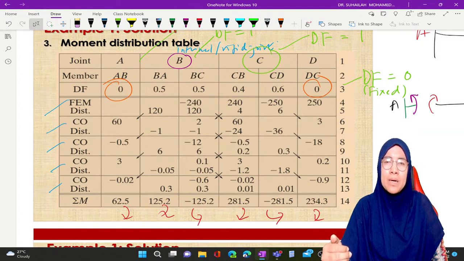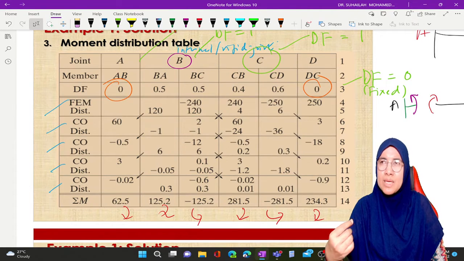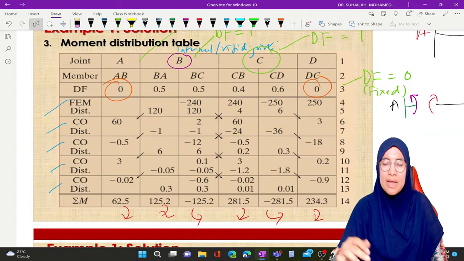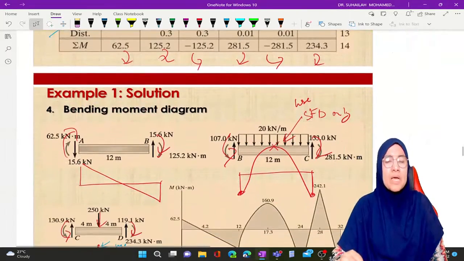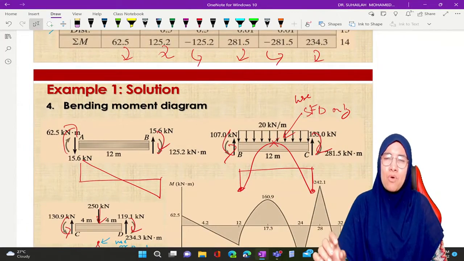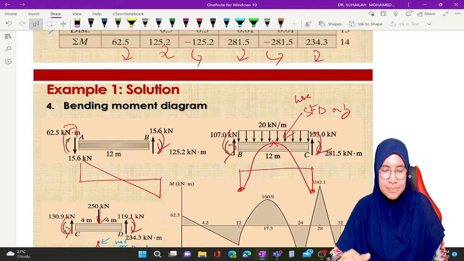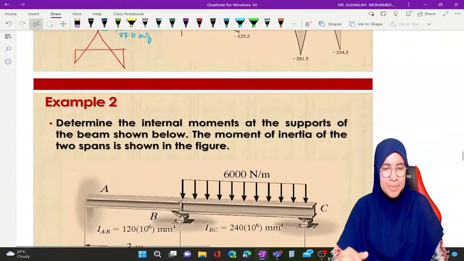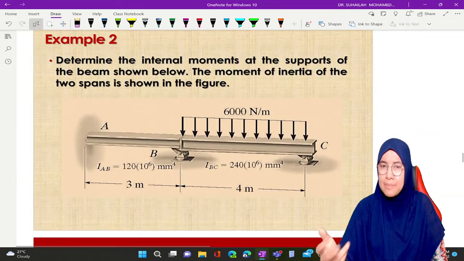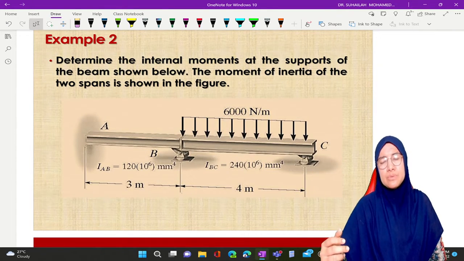We get the internal moment. Internal moment means the bending moment. So the moment that we get directly from the table is actually the value in the bending moment diagram. So from the value, we can straight away draw the bending moment diagram. Okay, so this is example 2.